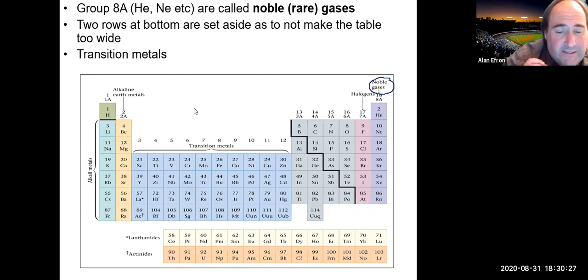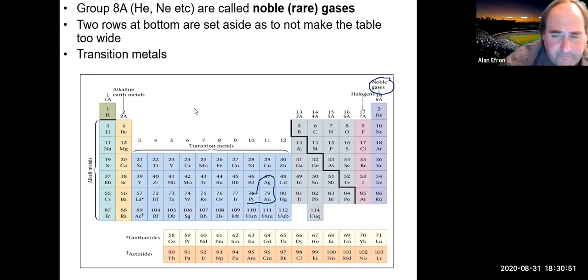There are also some things that are noble metals, like gold and silver and platinum. Right around here are noble metals, not really a group or anything like that, but there are some noble metals in that range. They're also very unreactive. So a metal like gold is sometimes referred to as a noble metal because of that. It's not very reactive at all. But group number eight is our noble gases.